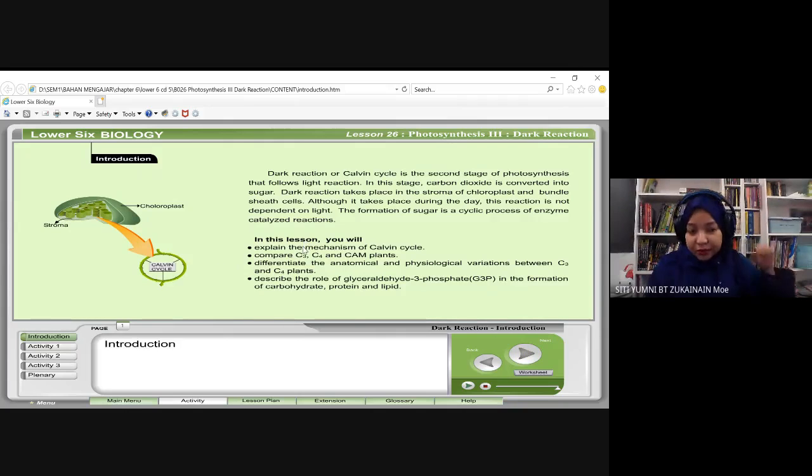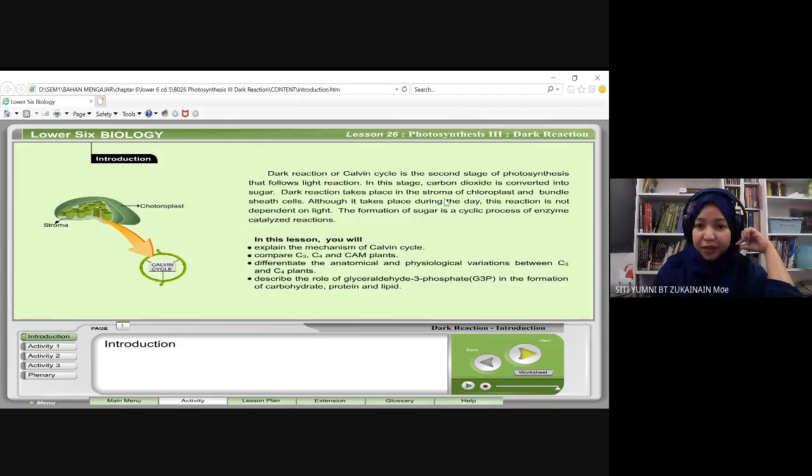Okay, so previously I already showed you that a plant is a powerful factory that can produce food for us or for any life on earth, because in the dark reaction or Calvin cycle they will produce sugar or food. So in this stage, carbon dioxide. So the light reaction uses water and light to produce ATP and NADPH, while in the dark reaction, carbon dioxide is used to convert into sugar.